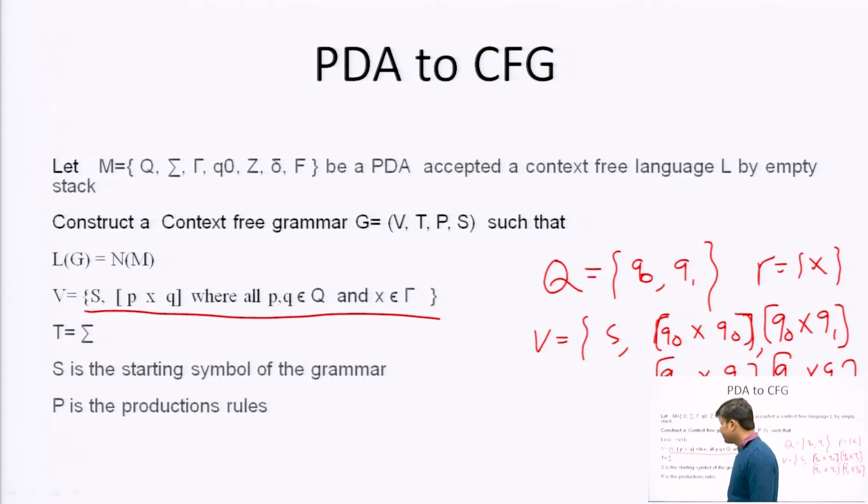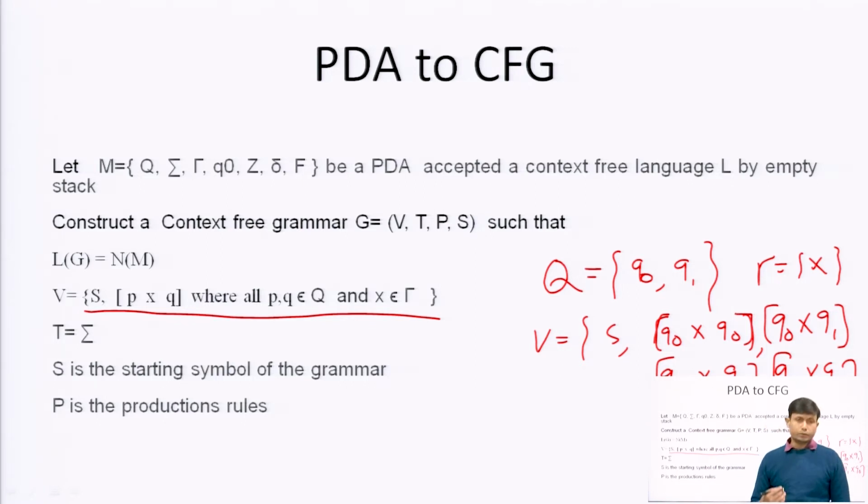So what is T? T is the set of terminal symbols of the context free grammar, and this is equal to sigma. Whatever the input alphabet is in the pushdown automata, that is the set of terminals in the context free grammar. So here is the context free grammar: S is the starting symbol and P is the set of production rules.